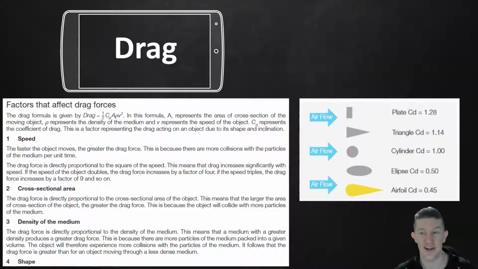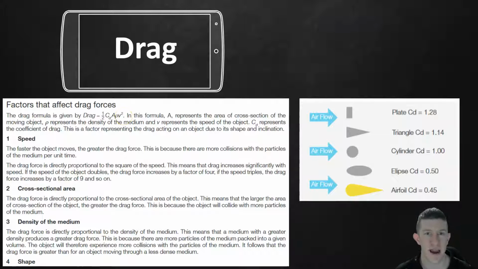The drag equation is quite complex. You're not expected to know or use it, but it is this equation here. So drag is half the coefficient of drag times the area, or the cross-sectional area of an object, times density. This is the Greek symbol rho, which means density, times the velocity squared, or the speed of the object squared.